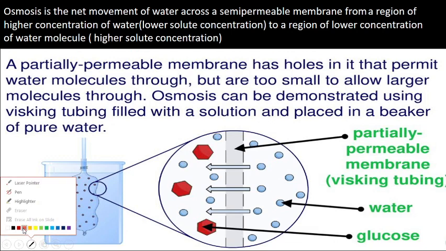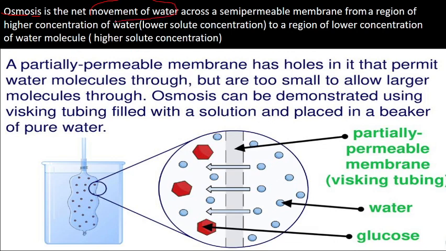Now, in this scenario, this is water, this is process. So what is osmosis? It is the net movement of water. That is one, across a semi-permeable membrane. That is two, from a region of higher concentration of water. You see, from a region of higher concentration of water. But look at it: lower solute concentration.